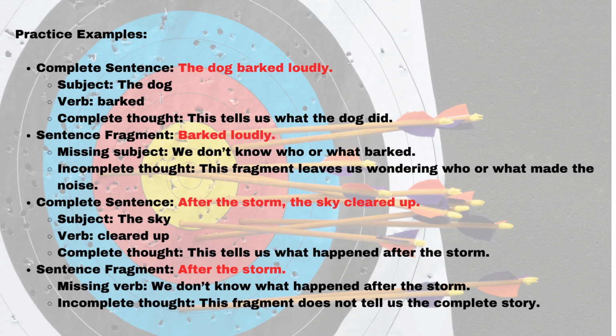Complete sentence. After the storm, the sky cleared up. Subject, the sky. Verb, cleared up. Complete thought. This tells us what happened after the storm. Sentence fragment. After the storm. Missing verb. We don't know what happened after the storm. Incomplete thought. This fragment does not tell us the complete story.